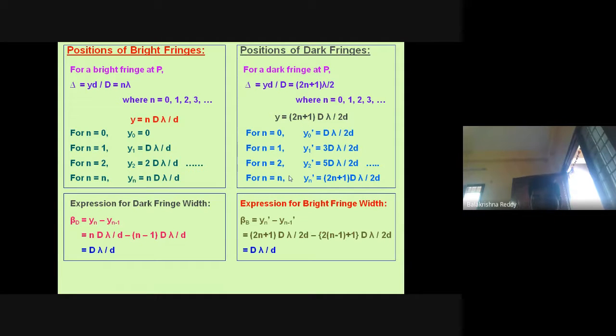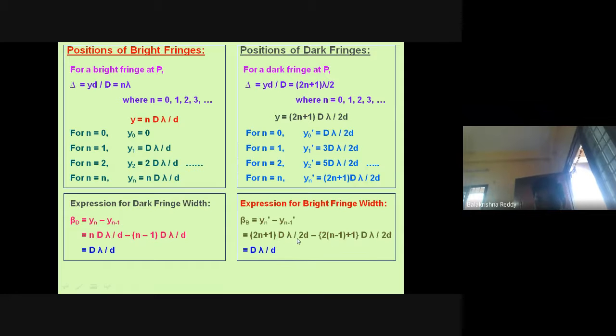Beta equal to y_n dash I took. Why did I take n dash? That is indicating the dark fringe. Look at here: n dash for the dark fringe is (2n+1) D lambda by 2d, that I have written here. Minus also, n minus 1. Why have I written n minus 1? If I substitute n minus 1 in the place of this n, then I get 2(n minus 1) plus 1, into D lambda by 2d.